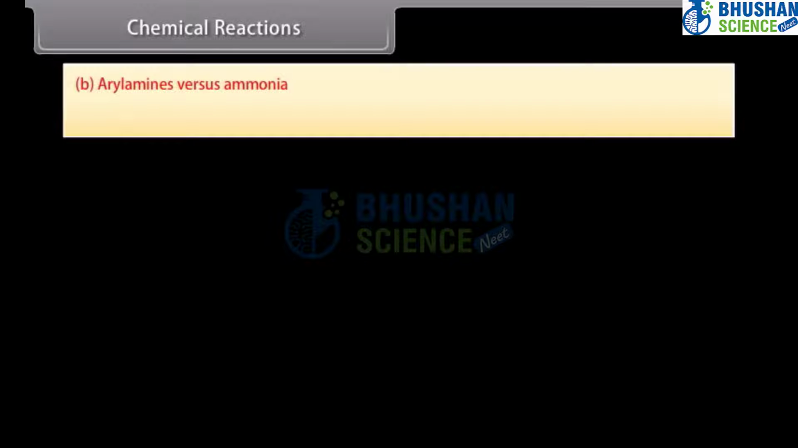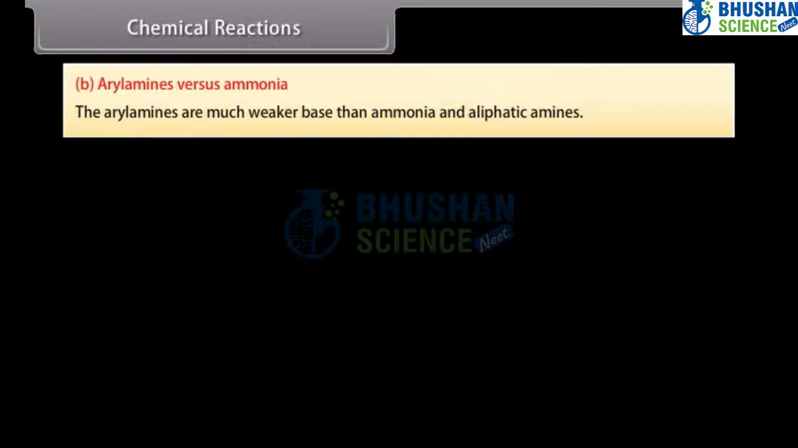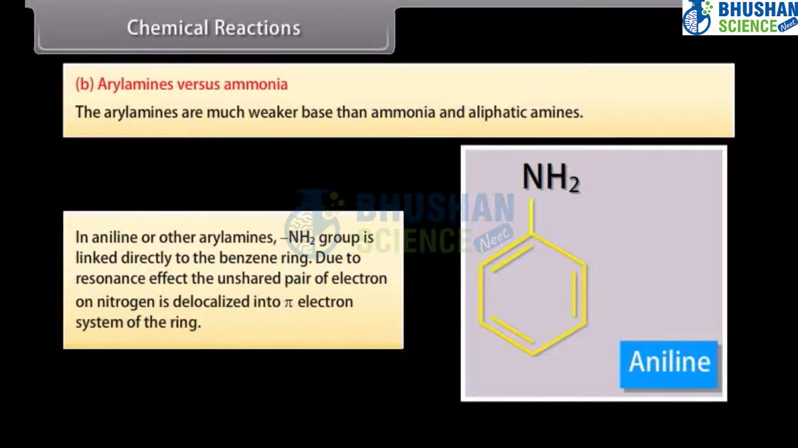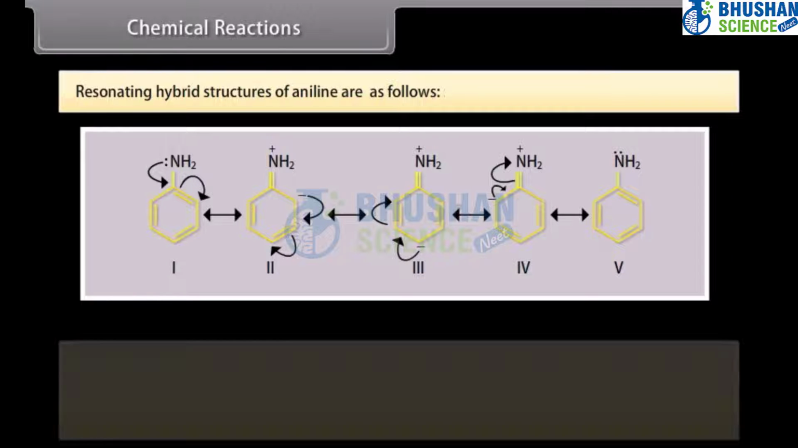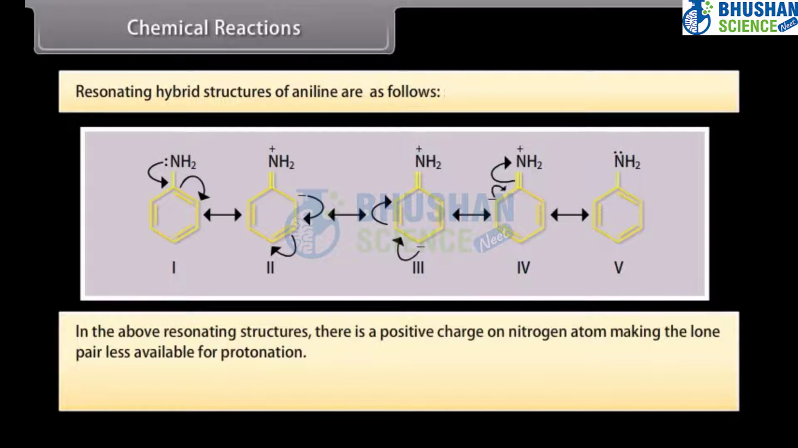Arylamines versus ammonia. Arylamines are much weaker bases than ammonia and aliphatic amines. In aniline or other arylamines, the NH2 group is linked directly to the benzene ring. Due to the resonance effect, the unshared pair of electrons on nitrogen is delocalized into the pi electron system of the ring. Resonating hybrid structures of aniline are as follows. In the above resonating structures, there is a positive charge on the nitrogen atom, making the lone pair less available for protonation. Hence, aniline is less basic than ammonia and aliphatic amines.